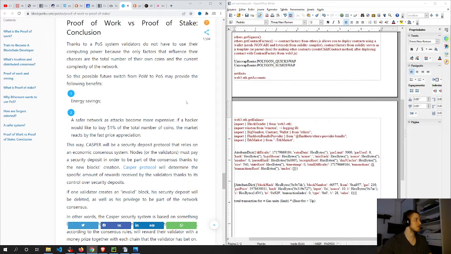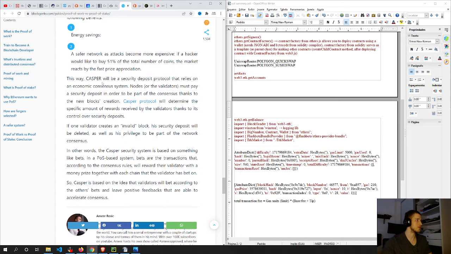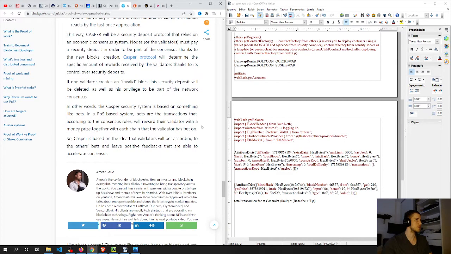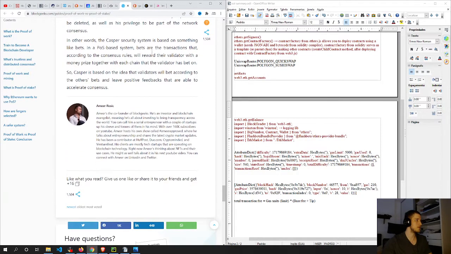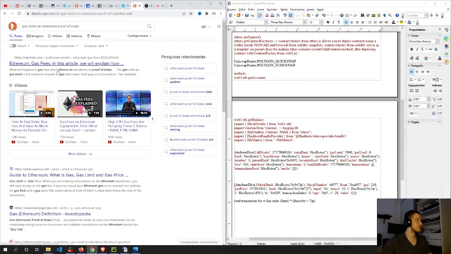So this possible future switch may provide the following benefits: energy saving, safer network. This way, Casper will be a security deposit protocol that relies on an economic consensus system. You must pay a security deposit in order to be part of the consensus thanks to the new block's creation. That doesn't explain much.